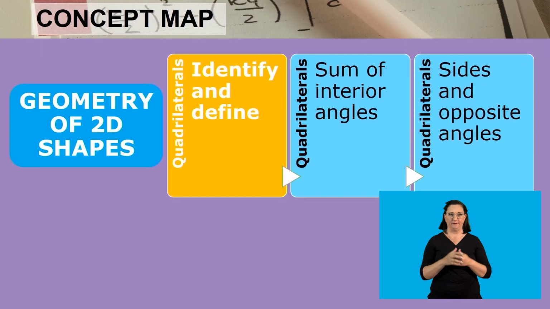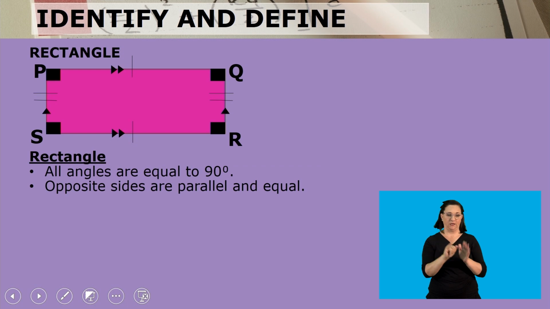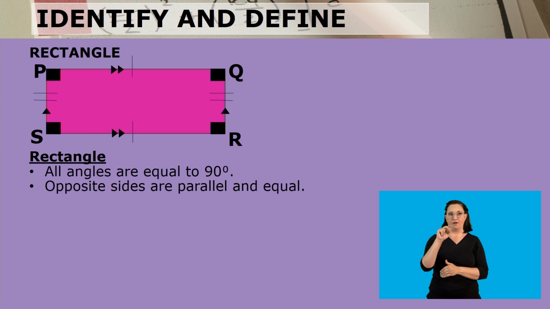Welcome back. Let's continue. Starting from the concept map, our first task is to identify and define quadrilaterals. The first one is a rectangle, and a rectangle has all angles equal to 90 degrees. I think we usually see them with a small box at the corner. That small box represents 90 degrees, that's a right angle. And the next point on identifying and defining a rectangle is that the opposite sides are parallel and equal.